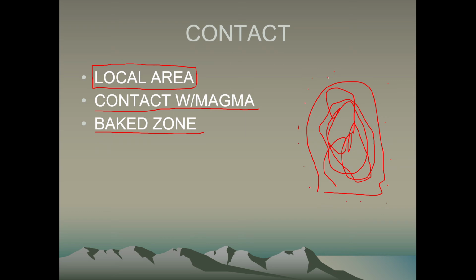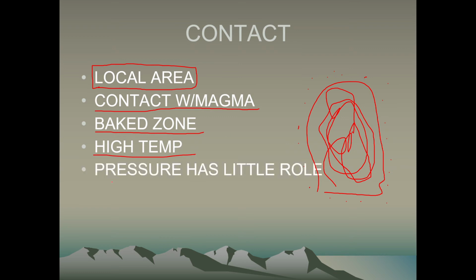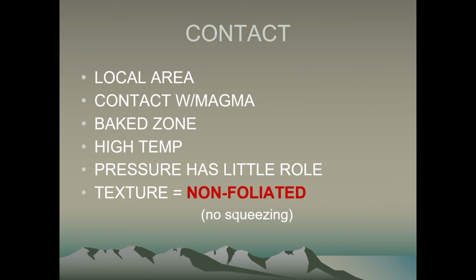So they're already under a little bit of pressure being underground, and just give them a little more heat, and they'll start to metamorphose. And it's basically temperature, and pressure in this instance doesn't have much of a role because the pressure isn't really changing. It's just due to that extra heat that's added to the area. And what's the texture? Non-foliated, because there's no squeezing, right? There's not that differential pressure.